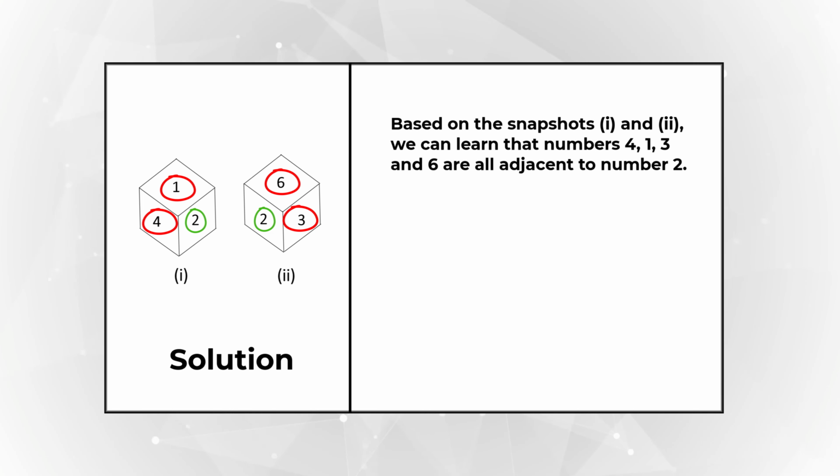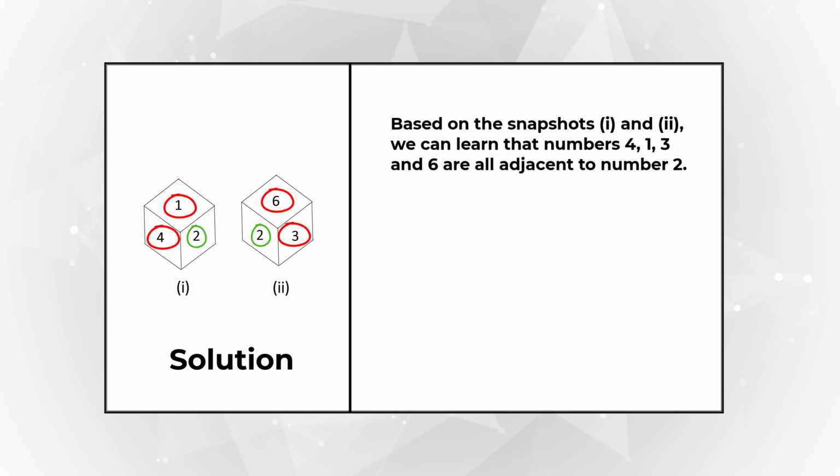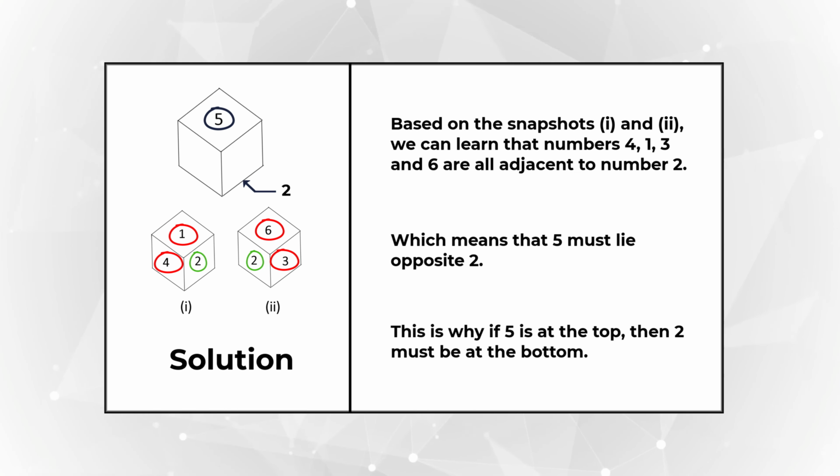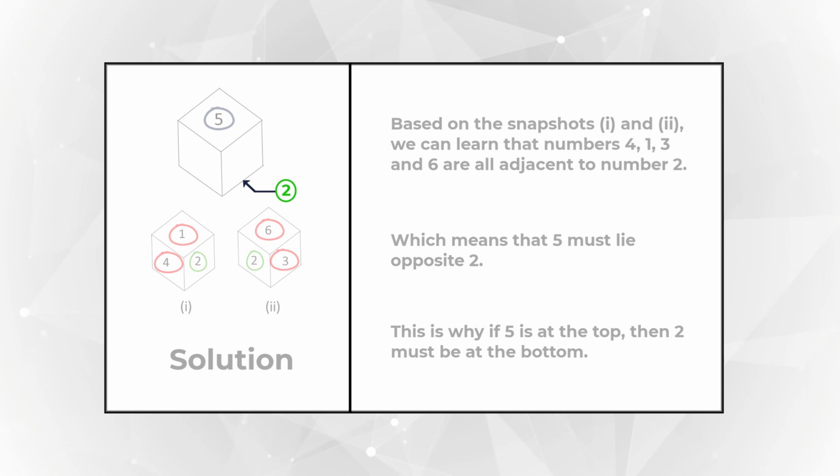Because dice only has 6 sides and corresponding 6 numbers, based on the 2 snapshots, we can determine that 5 must lie opposite of number 2. This is why if 5 is at the top, then 2 must be at the bottom.